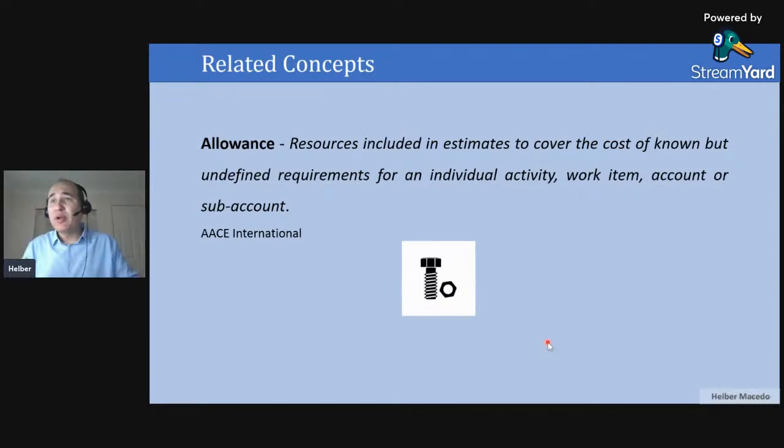Now we move to concepts that are correlated with contingency, but are not the same thing. The first one is allowance: resources included in the estimate to cover the cost of known but undefined requirements. For example, a screw. Sometimes I will have in my bill of material all the screws that I need, but maybe I don't need to go to this level of detail.